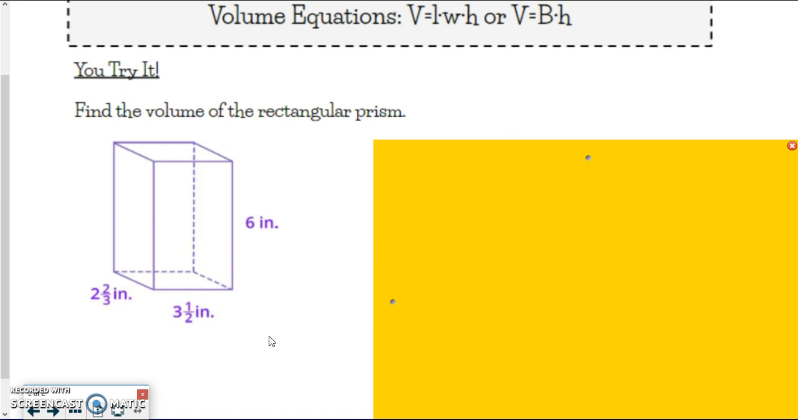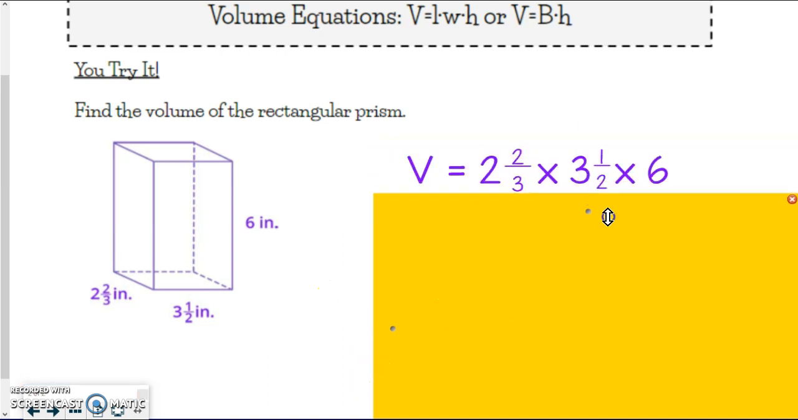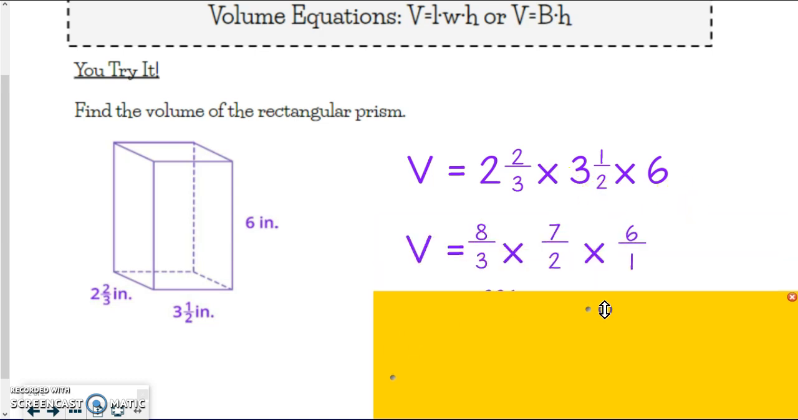Alright, I hope you paused your video and tried this on your own first, because that's how you want to see if you actually understand it now. But I'm going to go through the answer real quick. So I've got 3 different measurements. I'm doing length times width times height. So 2 2/3, 3 1/2, and 6. So I have to change those to improper fractions first, and I get 8/3, 7/2, and 6/1.